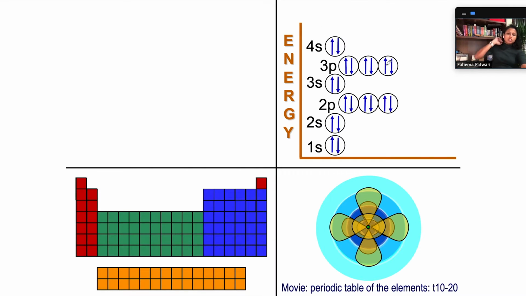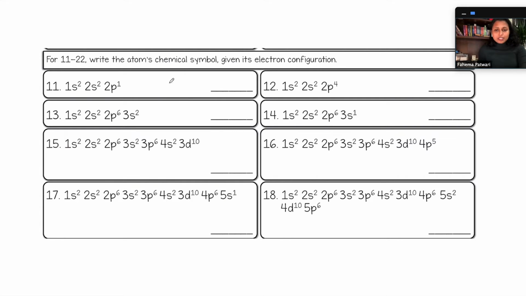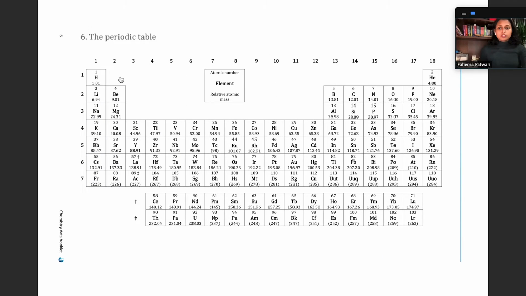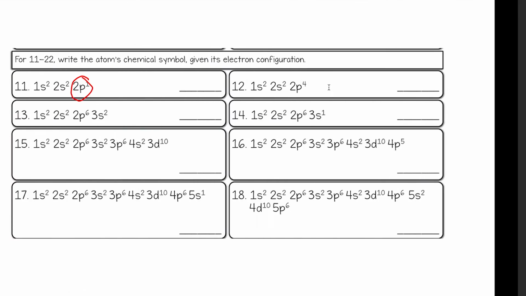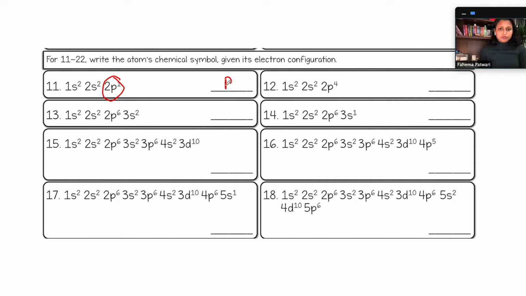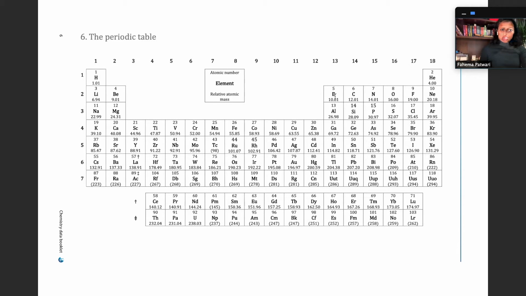Right, so looking at these electron configurations, you should be able to see what element it is. So 2p1, right? Second energy level, p block, first column in there. That's boron. All right, number 12. This ends in 2p4. Okay. Second energy level, p block, 1, 2, 3, 4. That's oxygen.